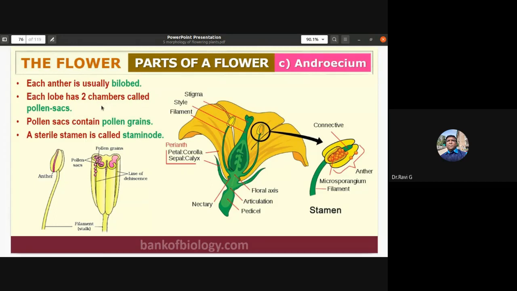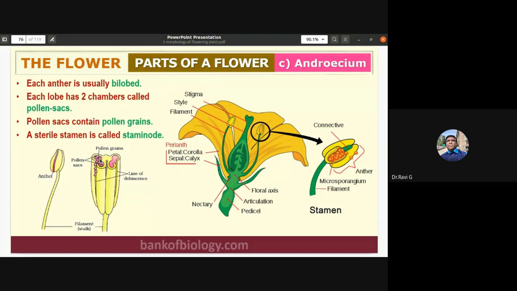Each lobe has two chambers called pollen sacs. See, when you dissect each lobe, you can see that they have two chambers called pollen sacs. So we call it sporangium. So tetrasporangiate: when you take a section of a dithecous or bilobed anther, you can find four sporangia. So we also call it the tetrasporangiate condition. The pollen sacs contain the pollen grains.